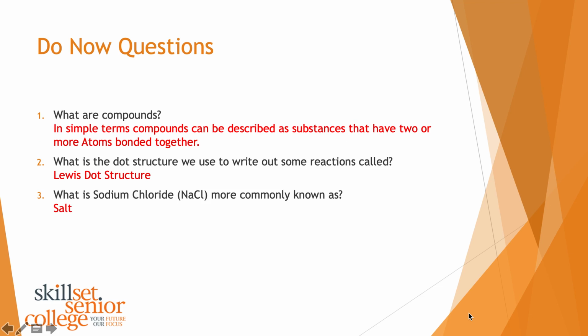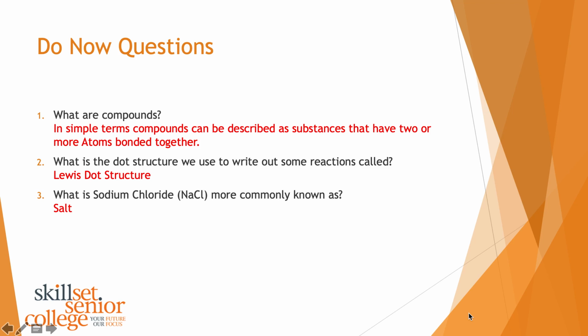Okay, what are compounds? In simple terms, compounds can be described as substances that have two or more atoms bonded together. We looked at examples last lesson, and we looked at H2O, for example, where we had two hydrogen atoms bonded with one oxygen atom. That is an example of a compound.